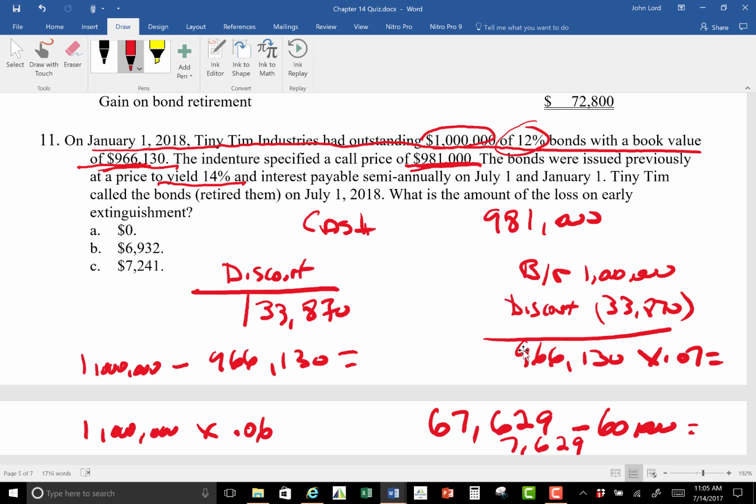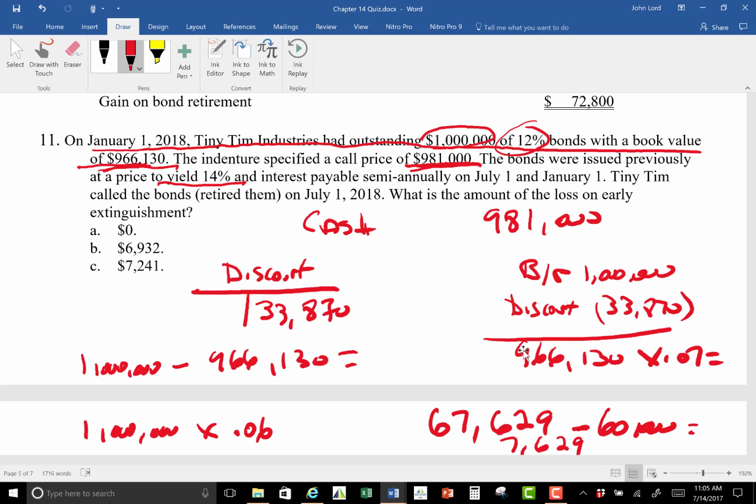Question? I don't quite understand the very first sentence. What is the exact meaning of the 12%? What kind of rate is 12%? 12% is the stated rate, the contract rate. So when they say had outstanding 1 million of 12% bonds, that's how we communicate that's the stated rate, right? Sometimes they'll say had a stated rate. Sometimes they'll just say $1 million of 12% bonds, right?